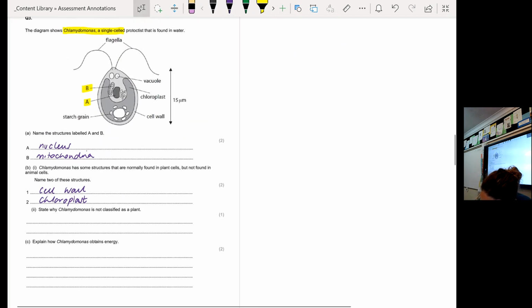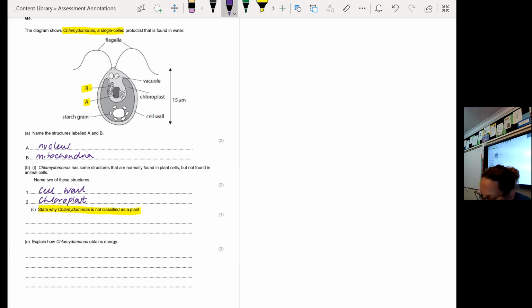Now it says, state why Chlamydomonas is not classified as a plant. That is where you need to know the features of your kingdoms. So for your 5 kingdoms, we are talking about plants, animals, fungi, prokaryotes, and protoctists. Those are our 5 kingdoms.